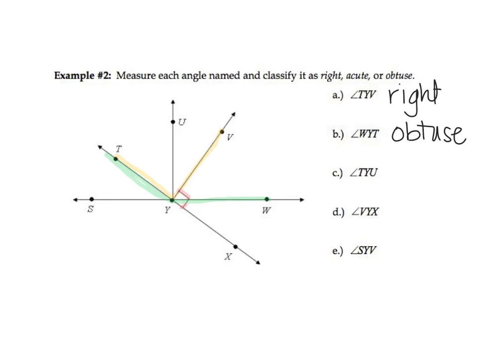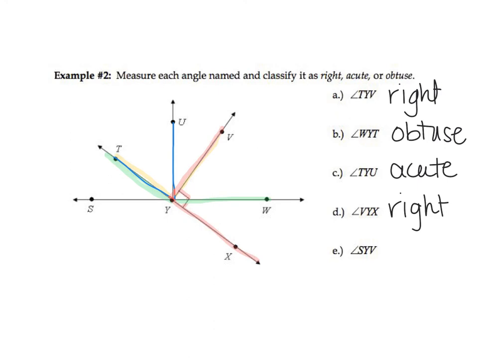Next, we're looking at angle TYU, which we already know TYV is right, and TYU is inside that angle, which means this is an acute angle. Next, we want to look at angle VYX, so V, Y, and then X, which already has the right angle indicator, so I know for certain that this is a right angle.